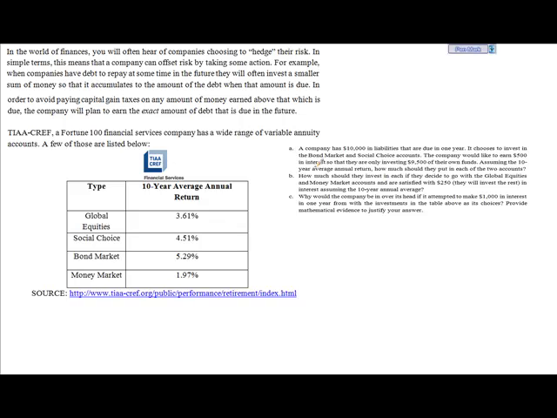So in part A, we're asked, a company has $10,000 in liabilities that are due in 1 year. It chooses to invest in the bond market and social choice accounts. The company would like to earn $500 in interest so that they are only investing $9,500 of their own funds. Assuming the 10-year average annual return, how much should they put in each of the two accounts? Okay, so there's our question.